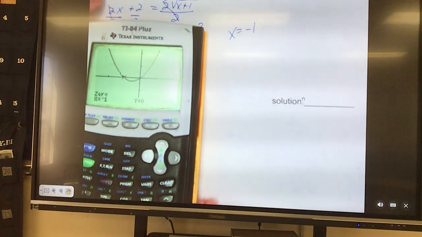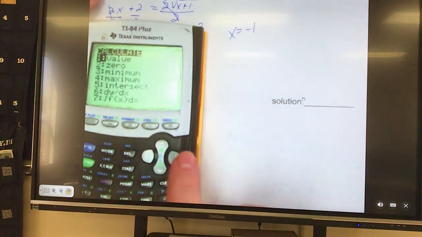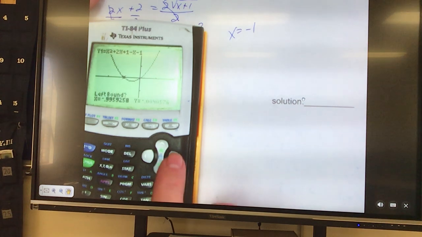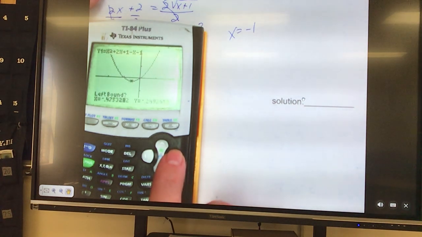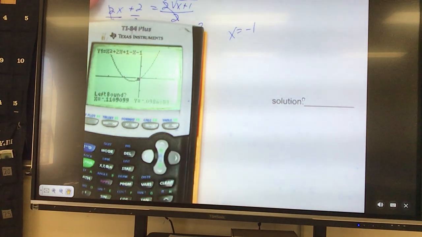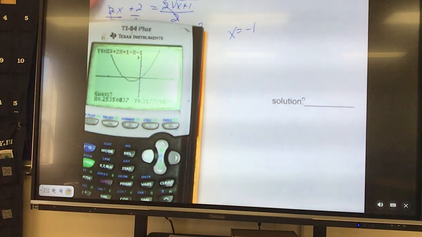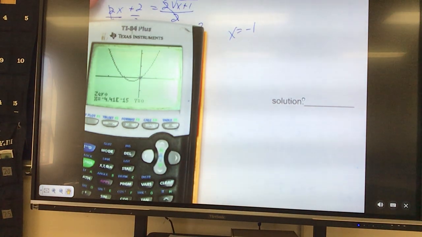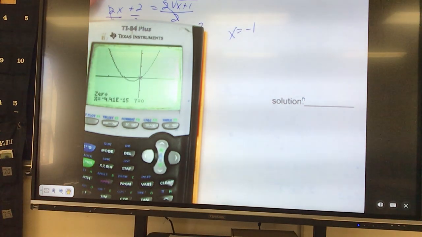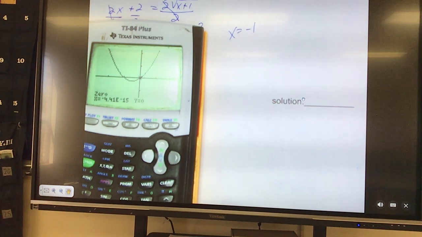Let's check the other one. Second trace, number 2 for zeros, says left bound. Okay, I am clearly on the left, hit enter. Clearly on the right, hit enter, guess, hit enter. And it tells me -4.41 is another answer choice on that.